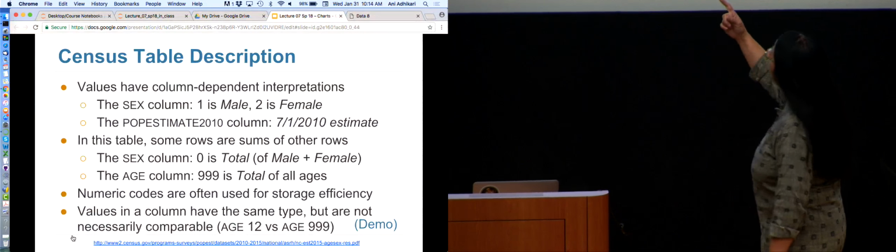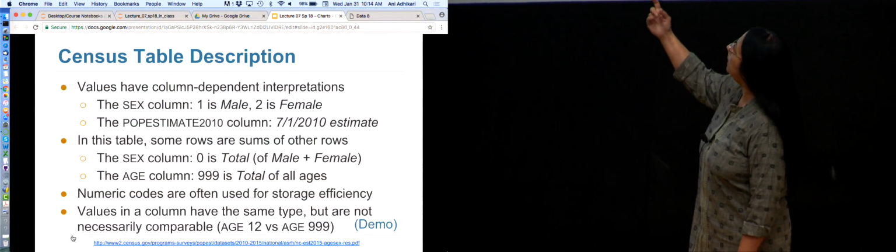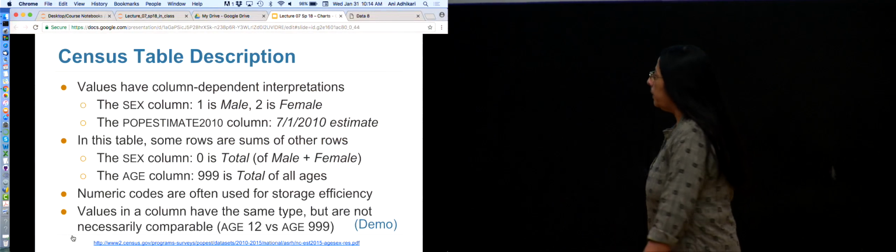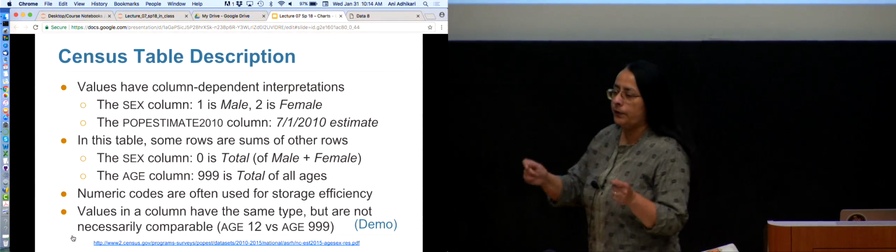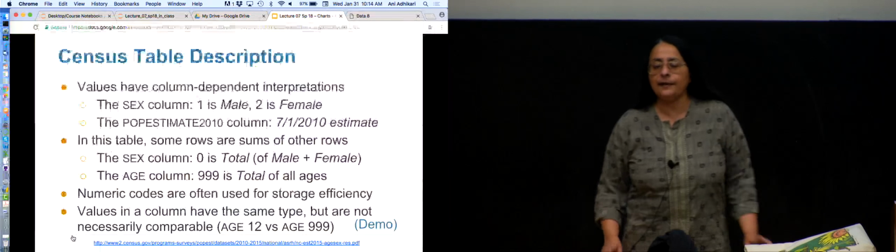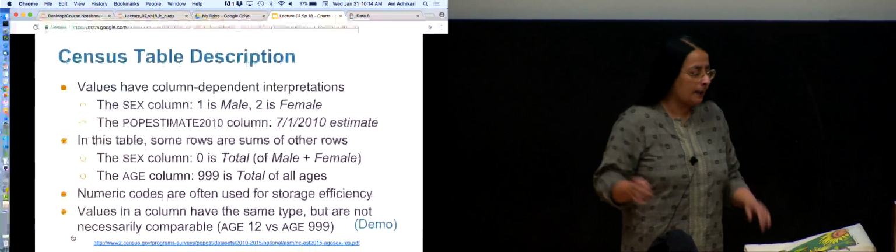So instead of writing male and female or everyone, they were using numeric codes. This is for storage efficiency, and also because you don't want to be typing words all the time. Very often, numerical codes are used. That doesn't mean they're actually numbers. I'll come to that later.